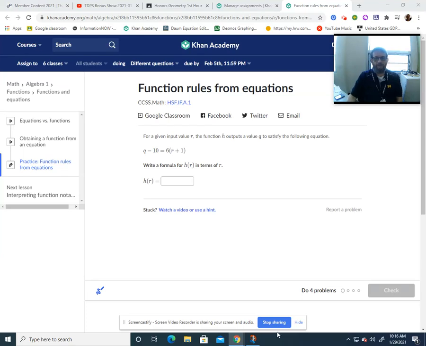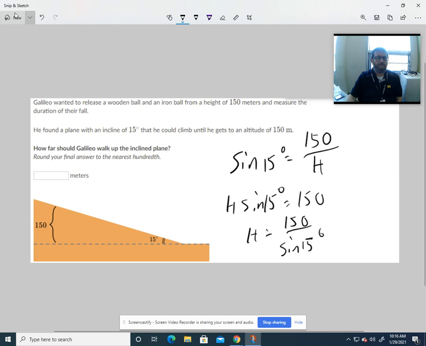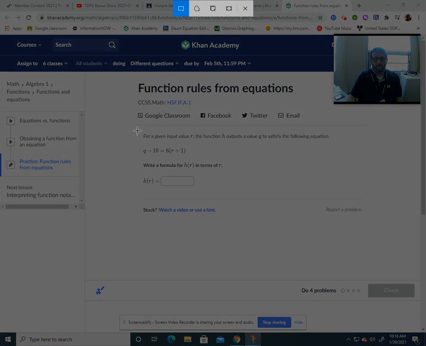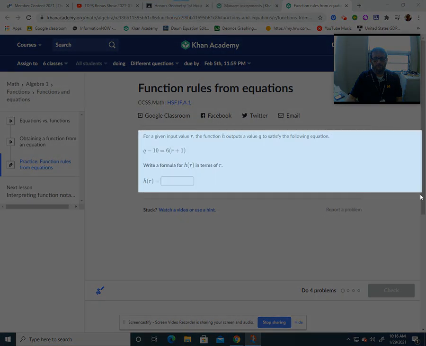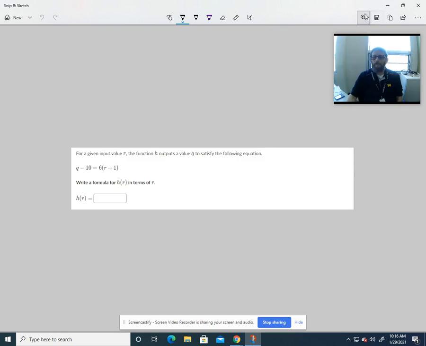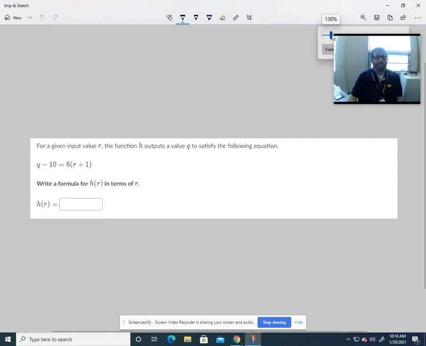Okay, second one for the day, function rules from equations. Again, let's copy this so we can do a little writing. Zoom in just a little bit. For a given input value r, the function h outputs a value q to satisfy the following equation. It says write a formula h of r in terms of r.